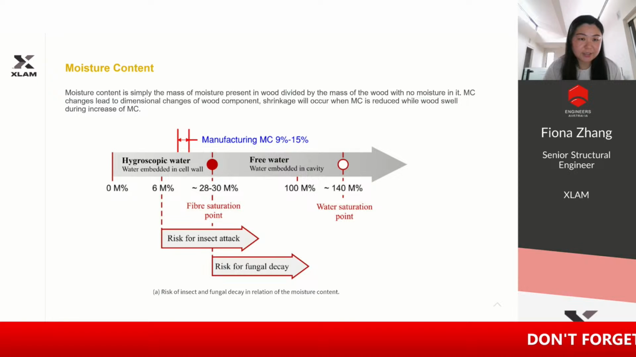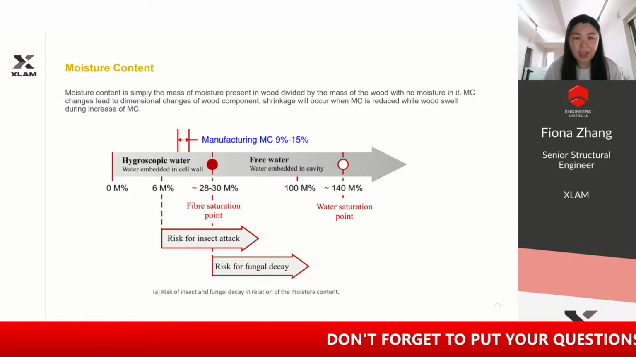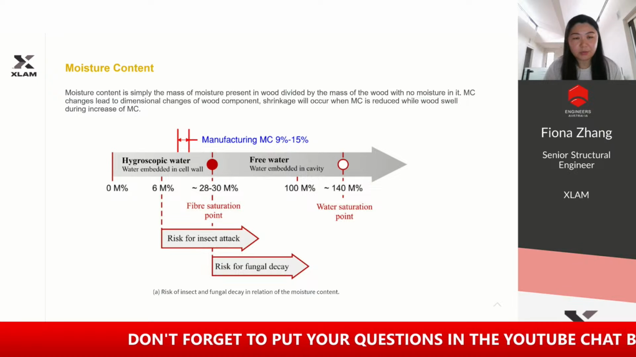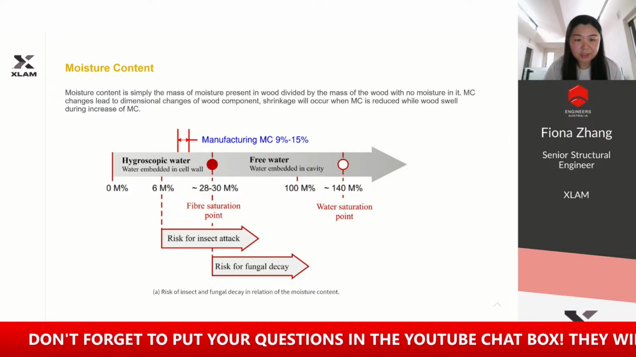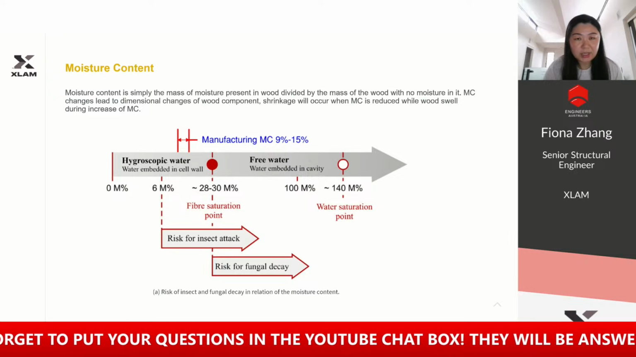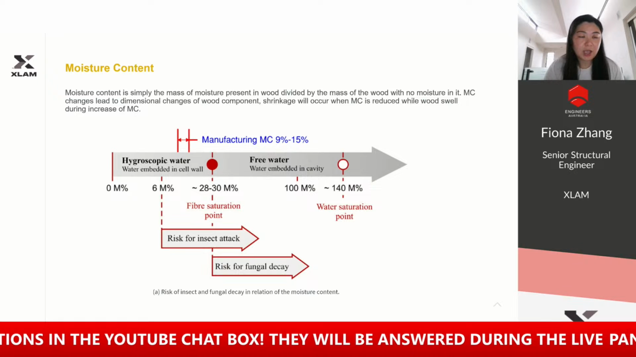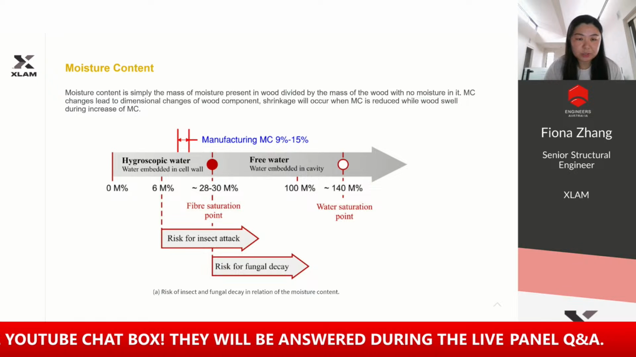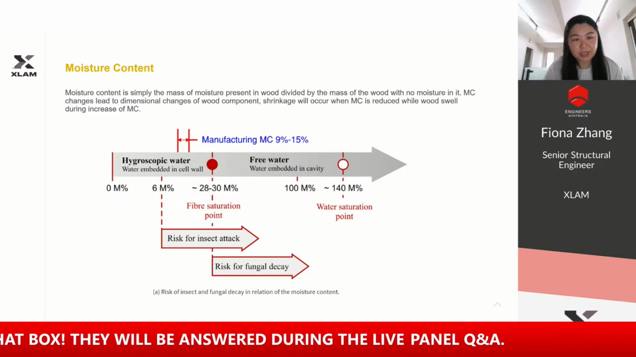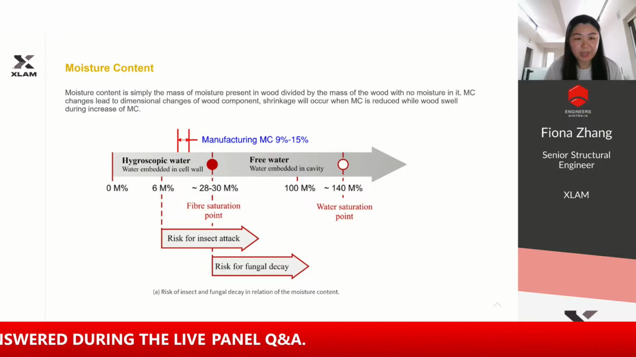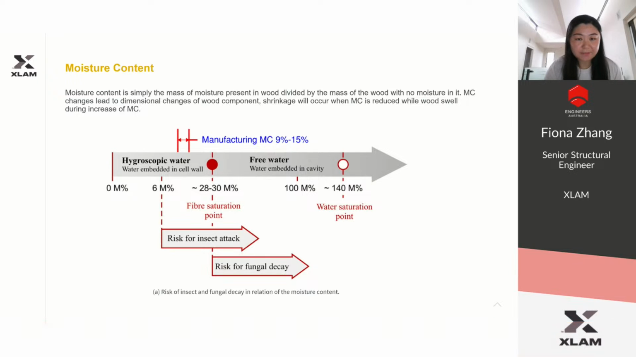With this chart, you can see that when we provide the manufactured product, normally it will be controlled within 9% to 15%. When it is more than 18%, it will start to have a risk of growing mold. But when it comes to 28% to 30%, it may have a more serious risk of fungal attack or decay.